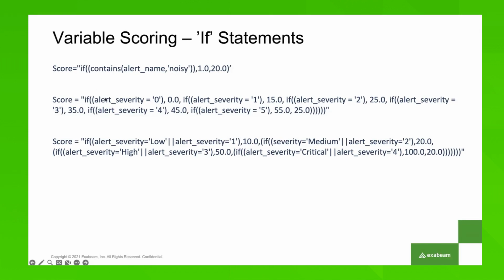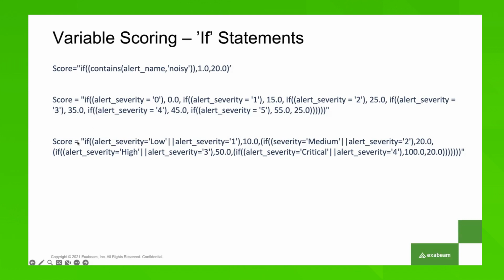Now, following that up, we can chain these if statements to each other to make it an else if. So in the second example, if our alert severity is equal to the value 0, we will assign a score of 0. Else if the alert severity is equal to 1, assign a score of 15. Else if 2, 25. Else if 3, 35. So on and so forth until we get to the else 25 at the end.